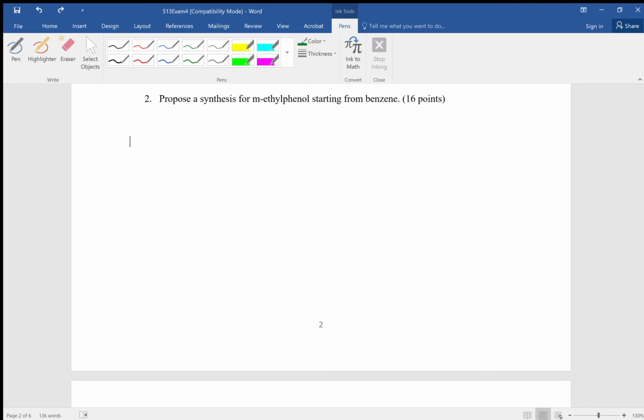So our next question here deals with the synthesis of meta-ethylphenol starting from benzene. And the challenge that I'll often present to you in one of these aromatic synthesis questions, because a lot of these synthesis questions are relatively straightforward, but what I will often have, and you often see in these types of problems that adds to the challenge, is we have two substituents here, the hydroxyl group as well as an ethyl group.